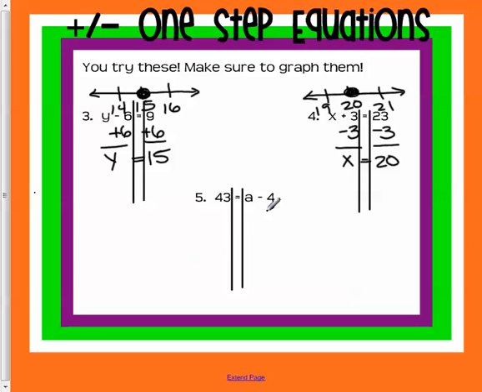Okay, over here I'm going to add 4 to both sides. So A is equal to 47 because 47 minus 4 gives me 43. So when I graph that, 47 in the middle, 48, 46, and a solid dot at 47.